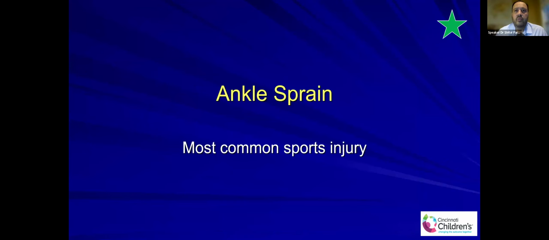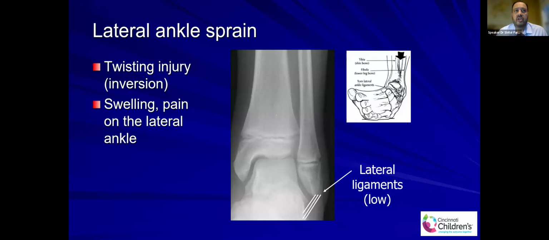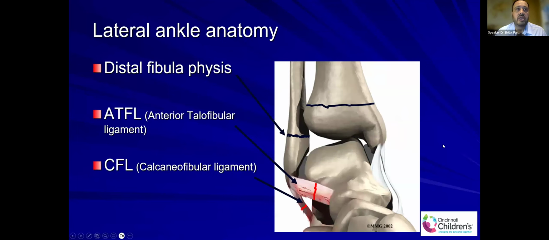Next is ankle sprain. It's the most common sports injury, and it could be treated in the office. It's usually caused by an inversion injury. There is some swelling and pain on the lateral aspect of the ankle because the most common ligaments that are involved are the lateral ligaments. It's also called a low ankle sprain, compared to a high ankle sprain, which happens around this area where there is the syndesmosis.